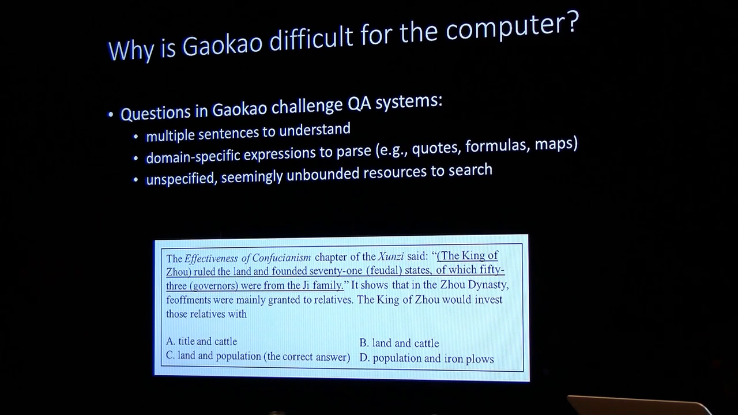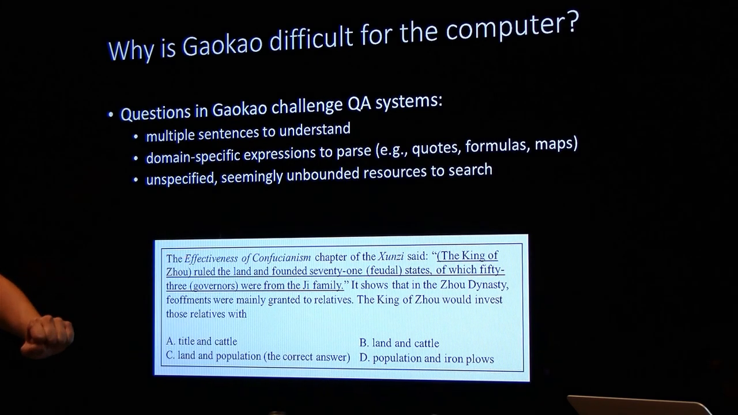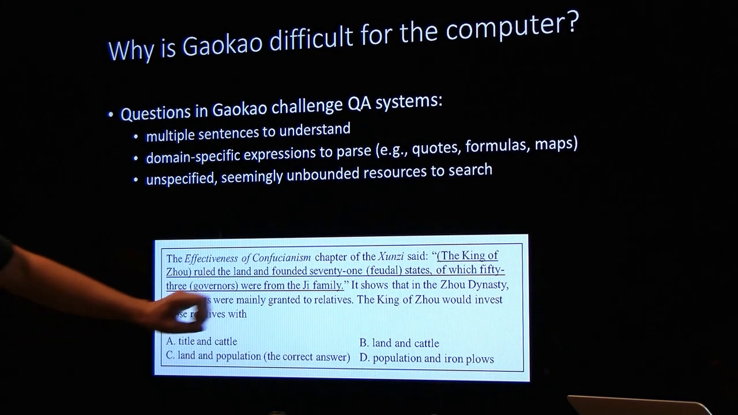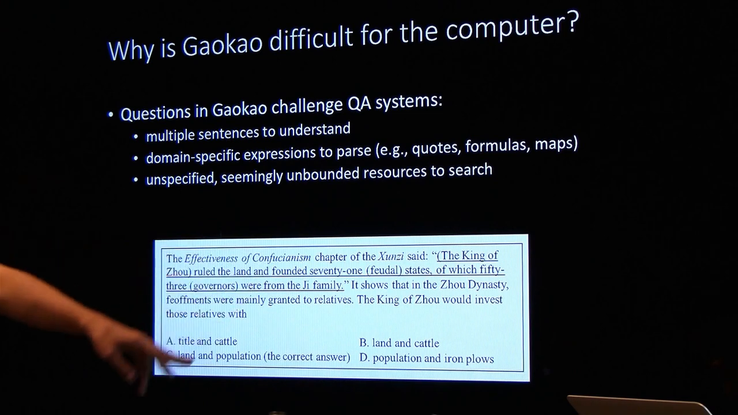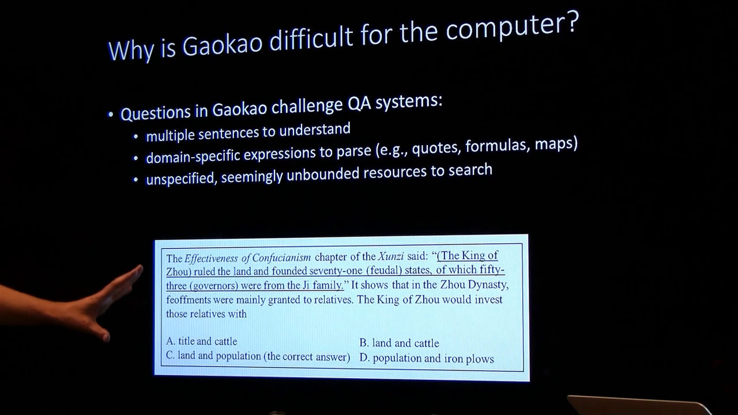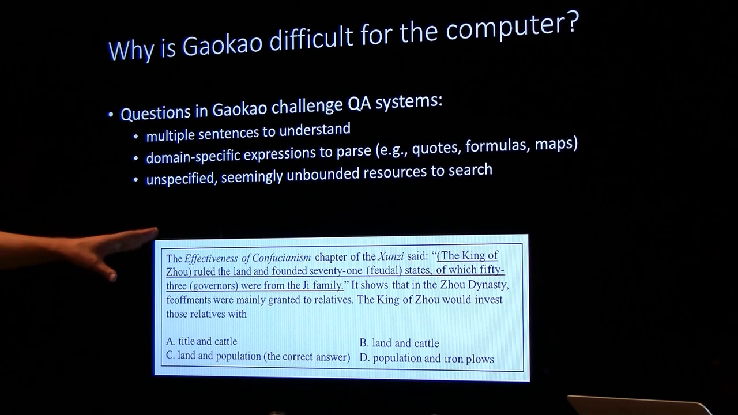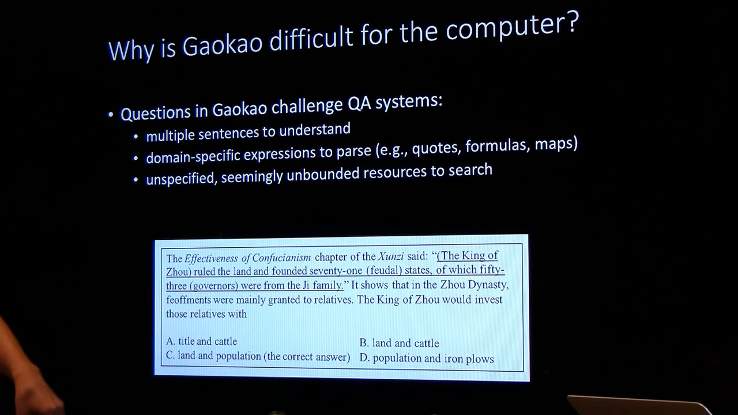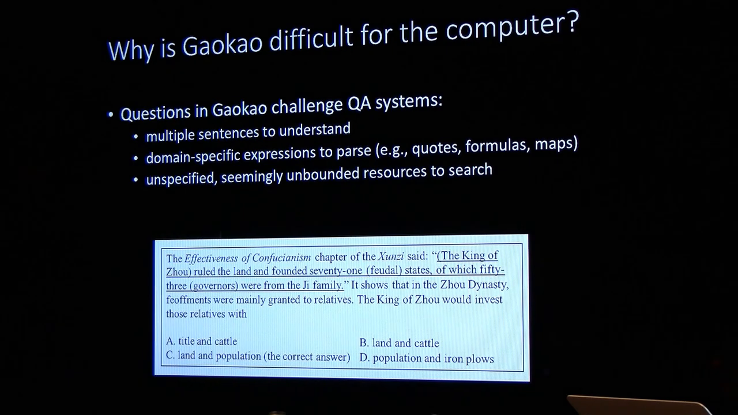Actually, for this question, in China's Gaokao, students are required to memorize the fact that the fiefs in this dynasty just consist of land and population. So it's kind of a fact. See, that's what I told you. Unless I know that, I didn't know that word, I can't figure out what's going on. But the challenge here in this example is it's difficult to understand this question.